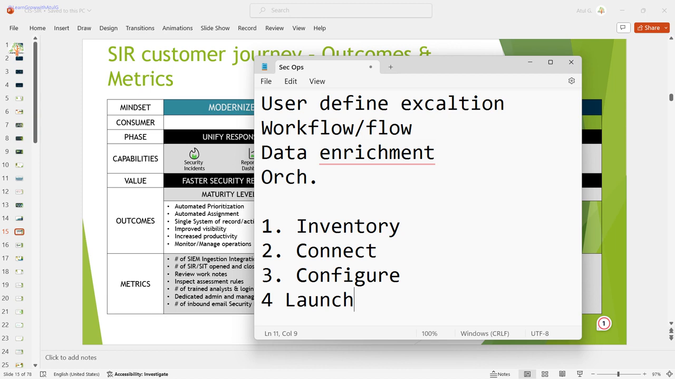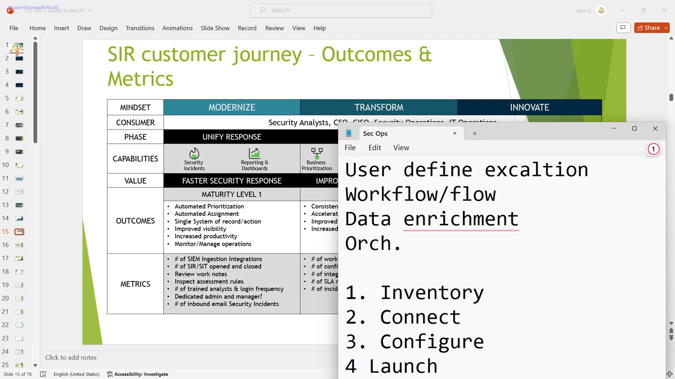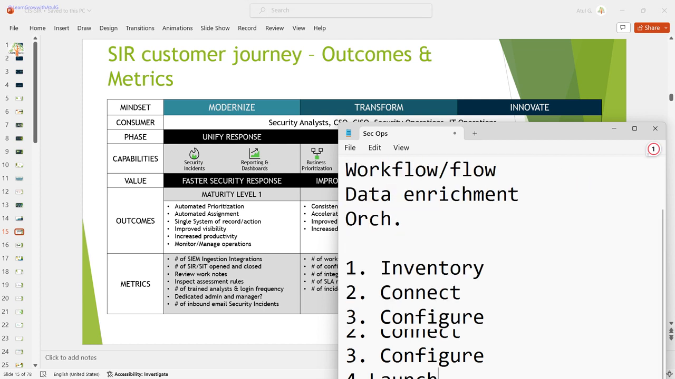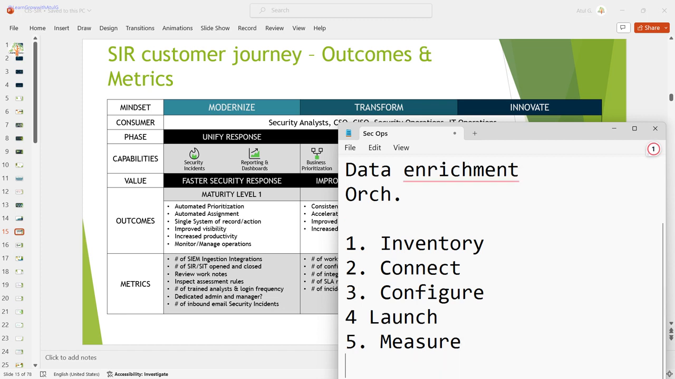Maybe in phase 1 we are just modernizing it. Then in phase 2, if I am doing the transform part, then again I have to do these 4. And the number 5th step is, I can say, measure. For that we have a matrix here. And number 6 is called refine.